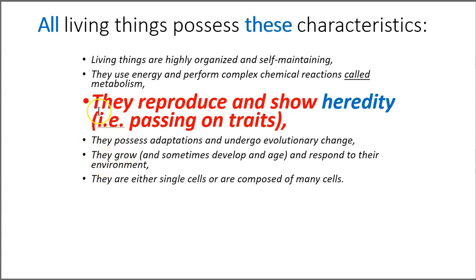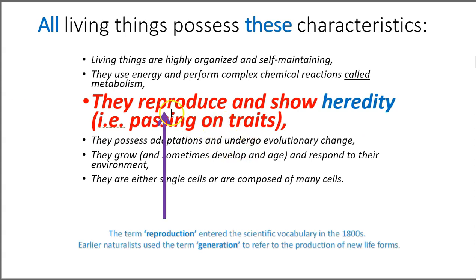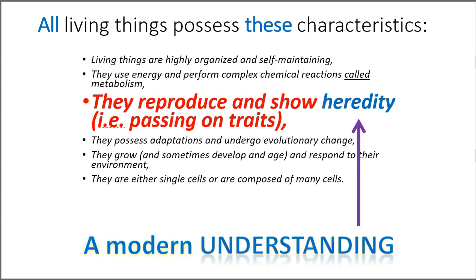So in this lesson, we're going to introduce this next characteristic on the list. Living things reproduce and show heredity. Now, by heredity, we mean that parents can pass on traits to their offspring. Surprisingly, the concept of reproduction only entered the scientific vocabulary in the 1800s. Earlier naturalists used the term generation to refer to the production of new life forms. And likewise, the concept of heredity is a modern understanding.